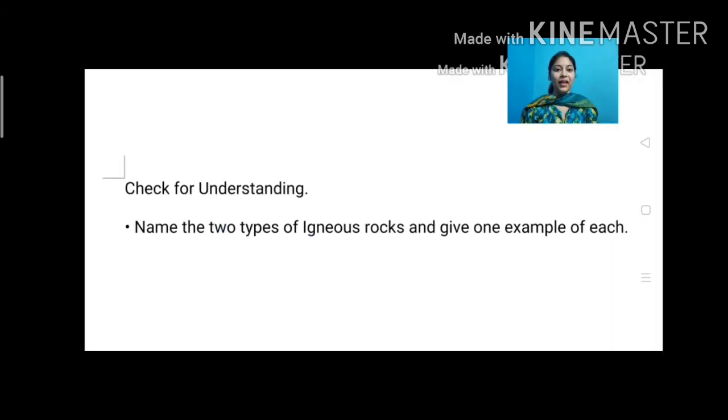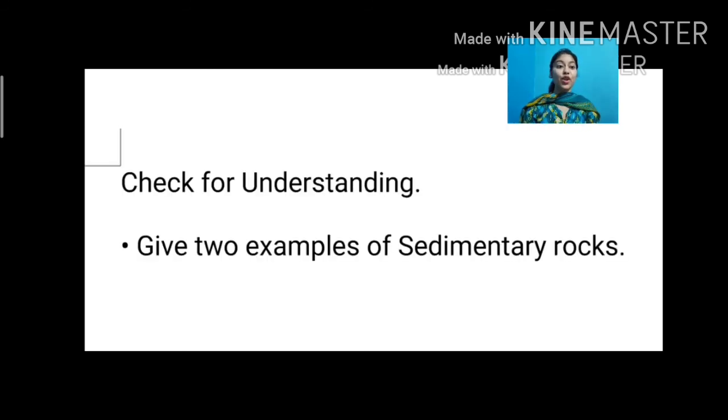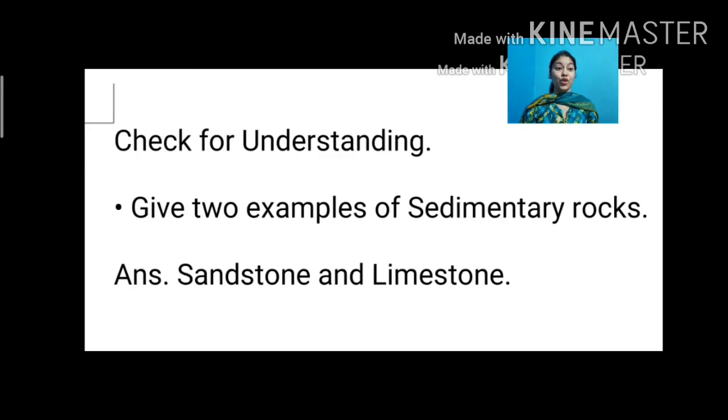Next question. Name the two types of igneous rocks and give one example of each. The two types of igneous rocks are intrusive and extrusive. The example of intrusive is granite and the example of extrusive is basalt. Next, give two examples of sedimentary rocks. Two examples of sedimentary rock are sandstone and limestone.